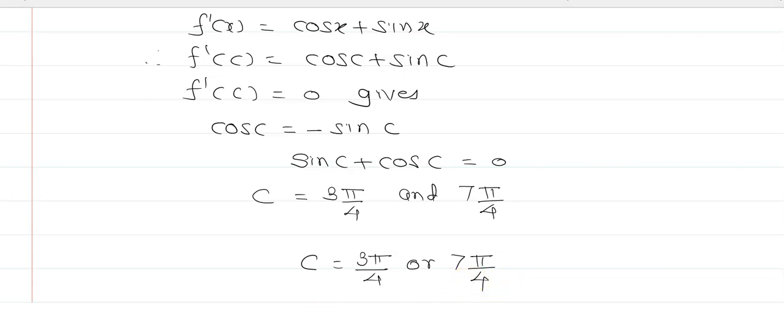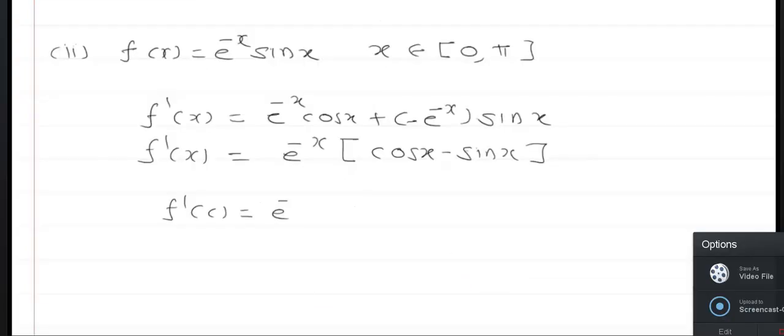Now next is f of x is equal to e raised to minus x into sin x, x belongs to 0 to pi. Its derivative by using the product rule: e raised to minus x into cos x, derivative of sin x, plus derivative of e raised to minus x, minus e raised to minus x into sin x. Take e raised to minus x common, then you will get cos of x minus sin x.